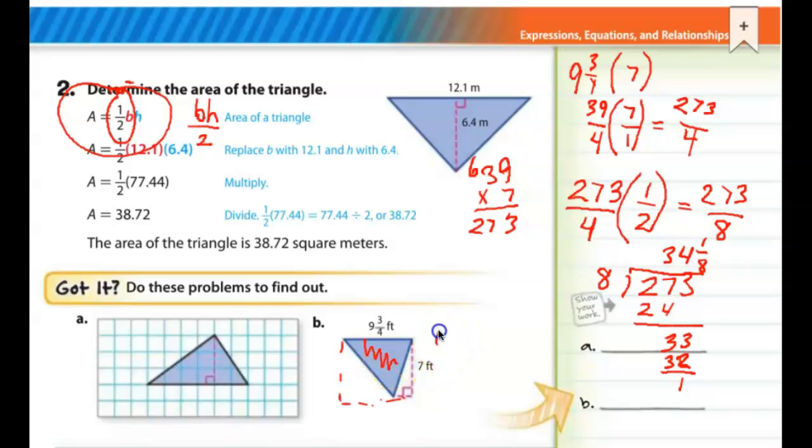So the area of this triangle is going to be equivalent to 34 and 1/8 square feet.